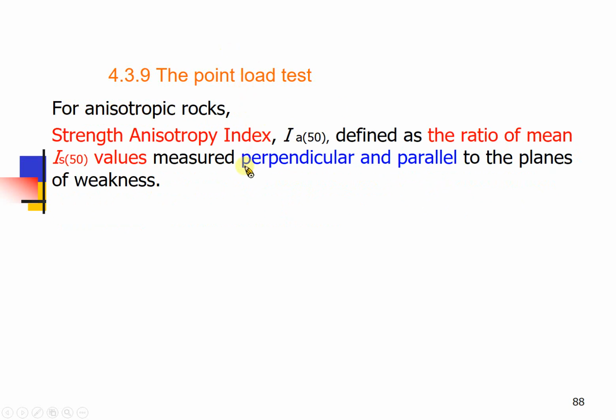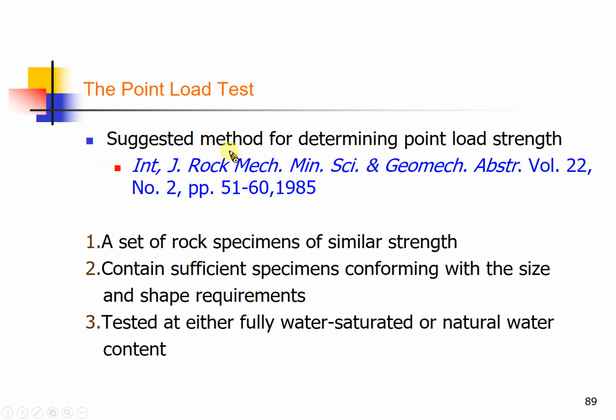Or you can also evaluate the anisotropy of the rocks. For example, if you have a slate formation and you can find a very clear foliation of the rocks, then you can make your test in different directions to measure the Is and to identify the anisotropy. So you could use this to evaluate the anisotropy. All of the testing methods I introduced to you can be found in this standard.